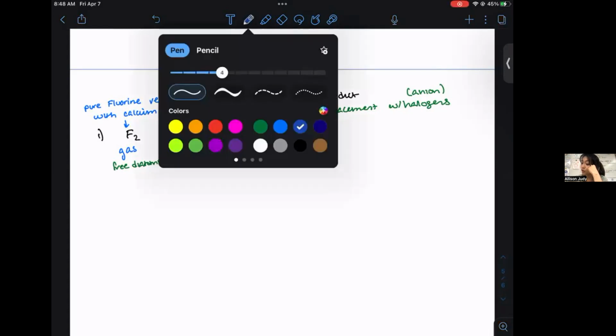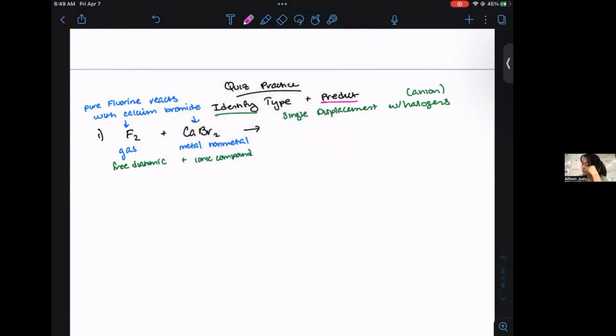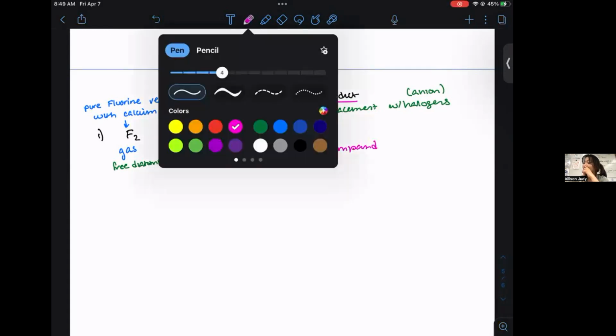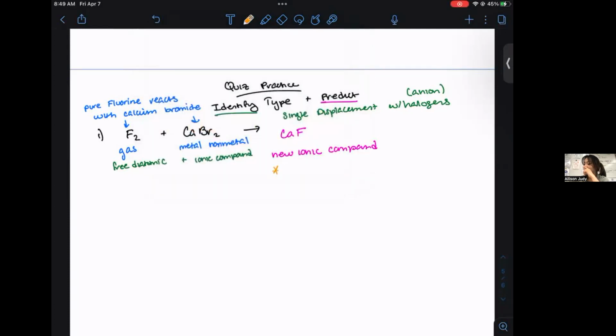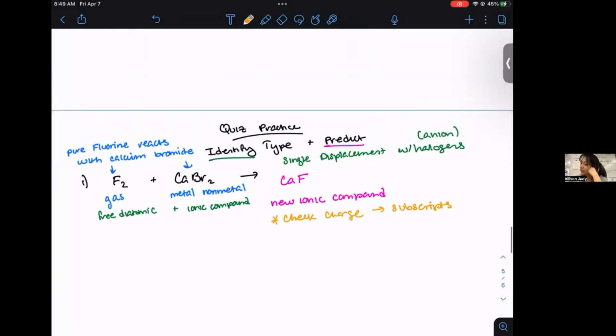Calcium fluoride. Predict calcium fluoride. And do I just do it like this? We're making a new ionic compound. So what do I have to check? I have to check charge. Excellent. Which means I'm going to have to check my subscripts, my small numbers. Okay. So I look at calcium. Calcium's a 2+, but fluorine's a 1-. So how many fluorines am I going to need?